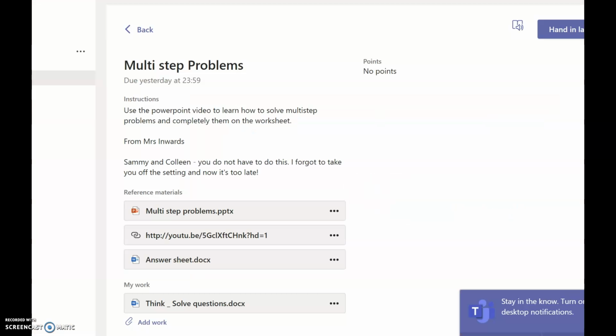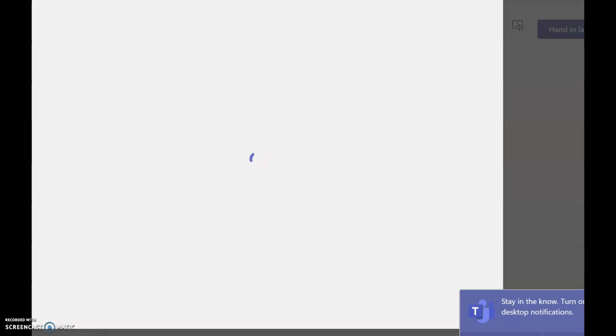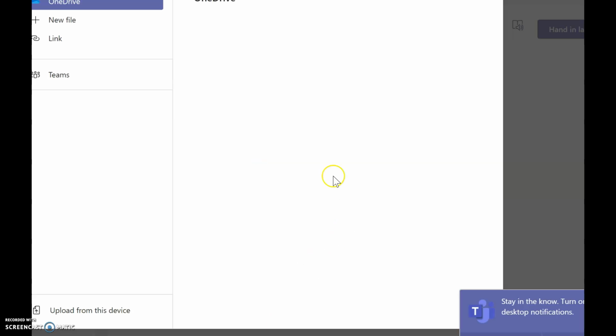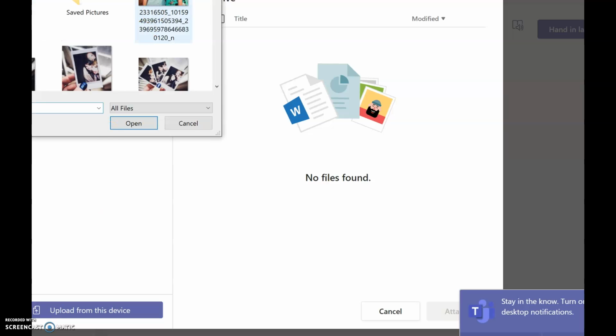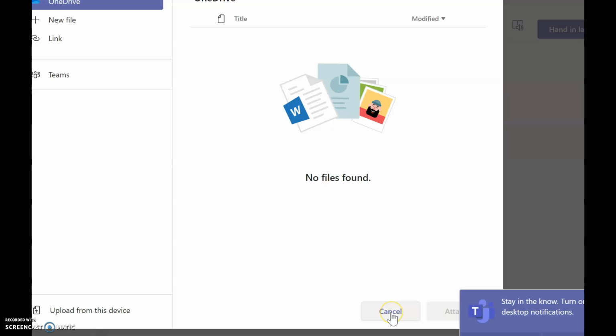If you do it on a piece of paper and want to upload your photos, on the task screen, this is the one for one of your lessons last week, down here it says add work. If you click that, you'll get a screen that looks like this, and you'll be able to upload from a device down here. You'll be able to upload a photo, you'll be able to upload a Word document, anything that you need to upload those photos.